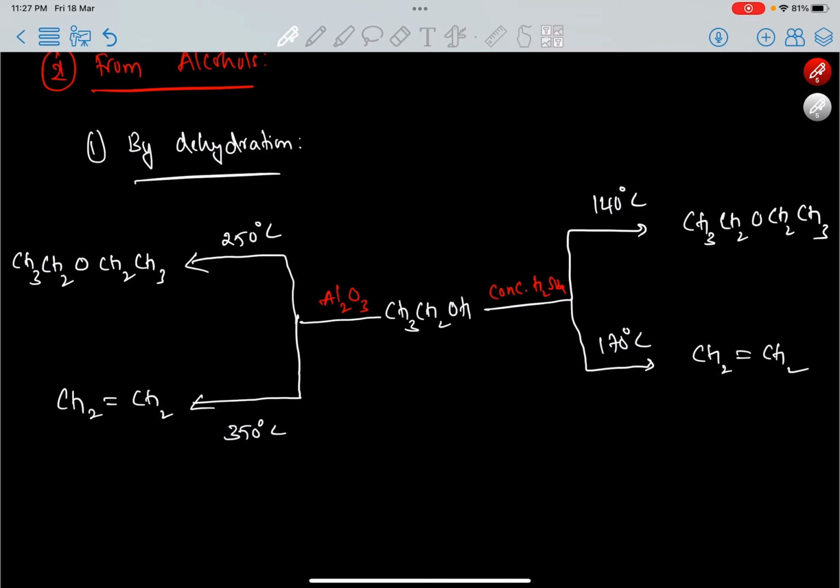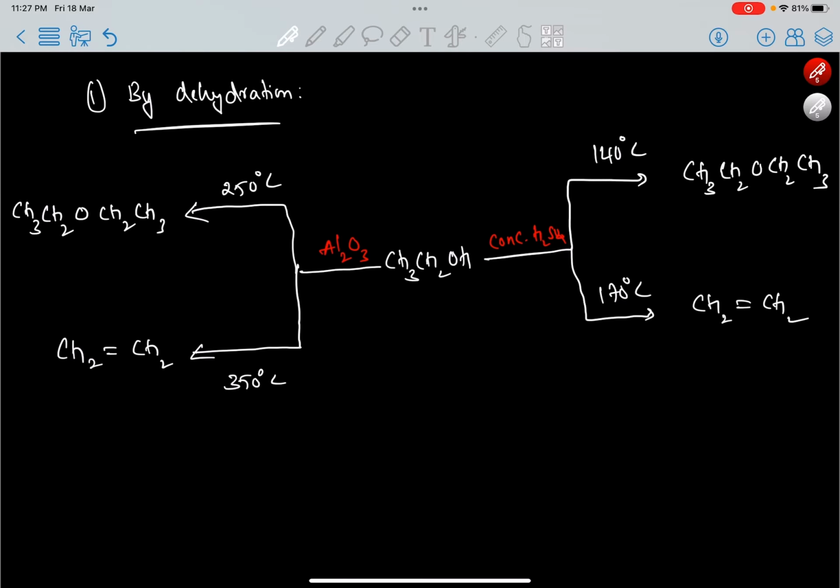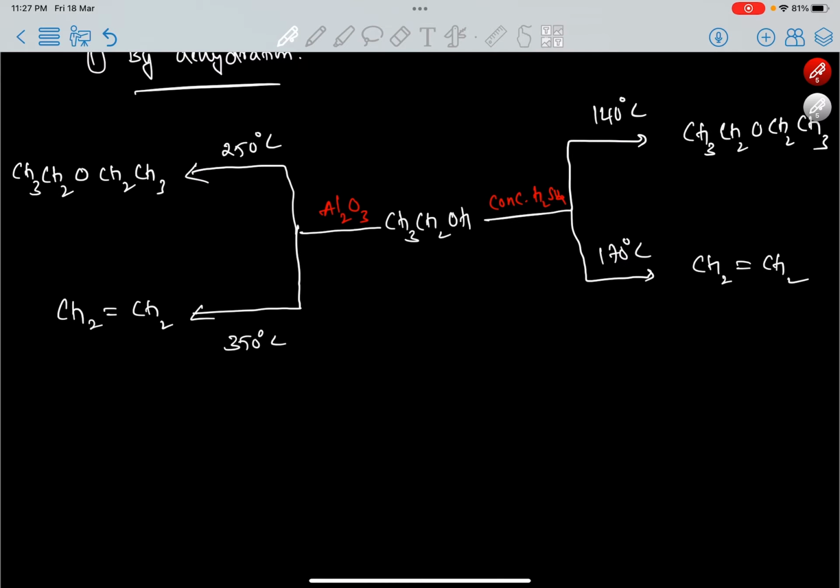So this is how we prepare ethers from alcohols. One more thing you have to keep in mind is that in the preparation of ethers, we have to take alcohol in excess.